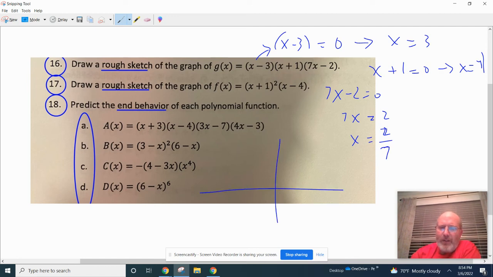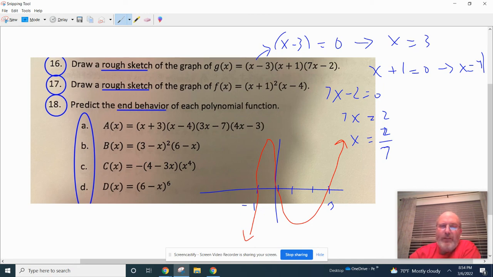So that means that graph intersects at -1, at 3, and at 2/7. So when I graph it, it goes up, it comes down, it's supposed to hit at 2/7, and then goes back up again. And that's your rough graph. So that's how we do this.